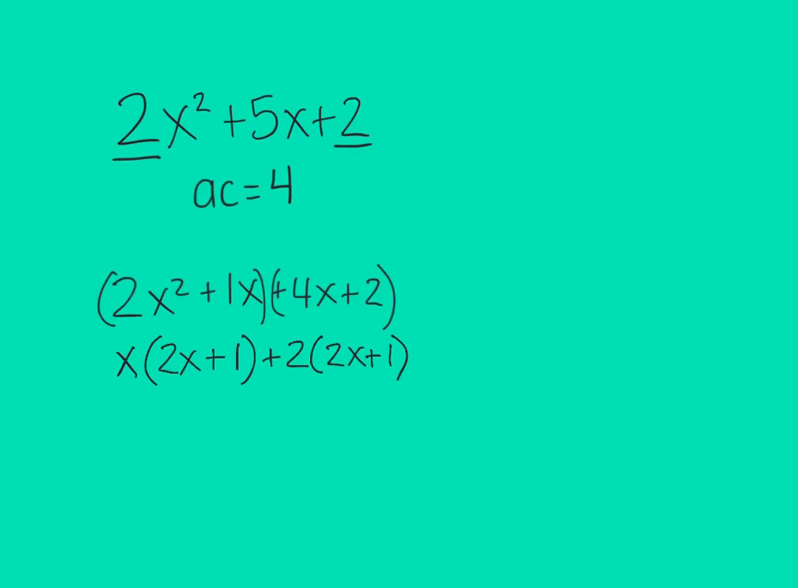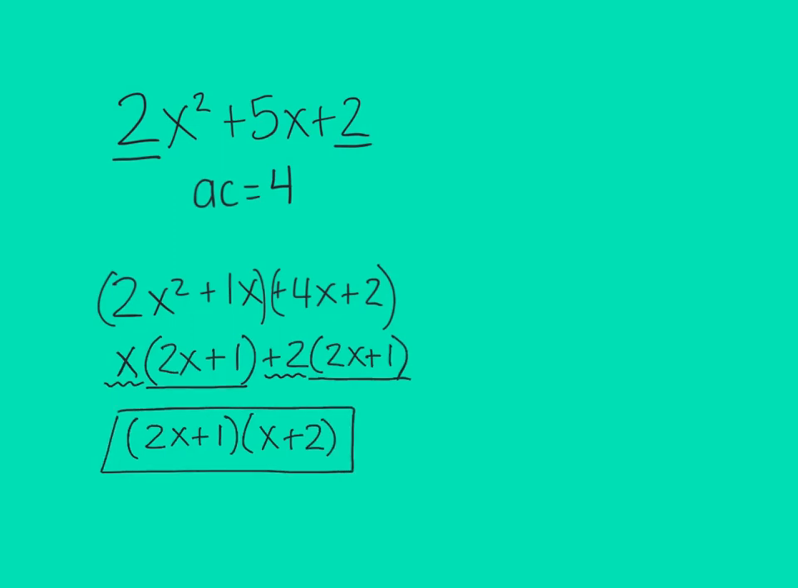Then to make sure this is completely factored, I'm going to see if there's anything else in common here, and both of these multiplications have this parentheses 2x plus 1. So I can take that out, I can factor that out as well, 2x plus 1, and then we're left with an x and a plus 2. So here is the final factored answer of this polynomial.